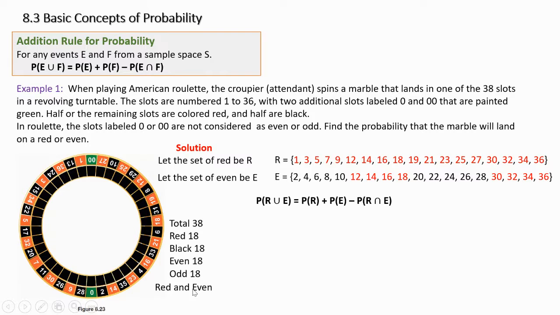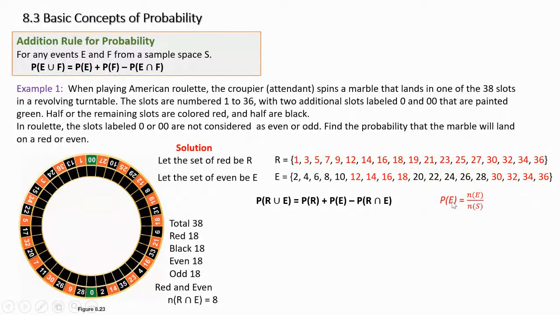And red and even, right? This is what it means here, guys, by red and even. There are 8 because we have 1, 2, 3, 4, 5, 6, 7, 8. So there are 8 that are red and even. Now, you remember, here we find the probability that the marble will land on a red or even, which means union.